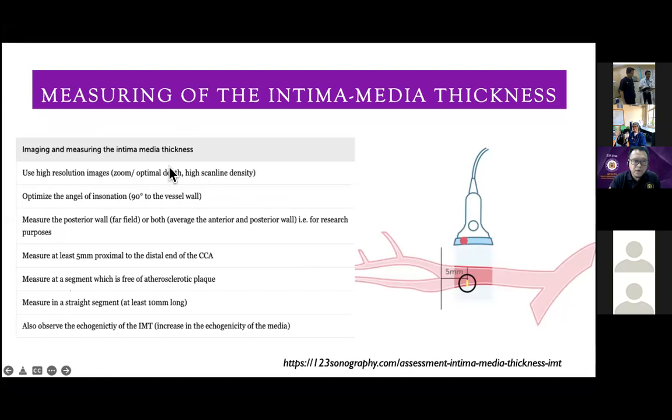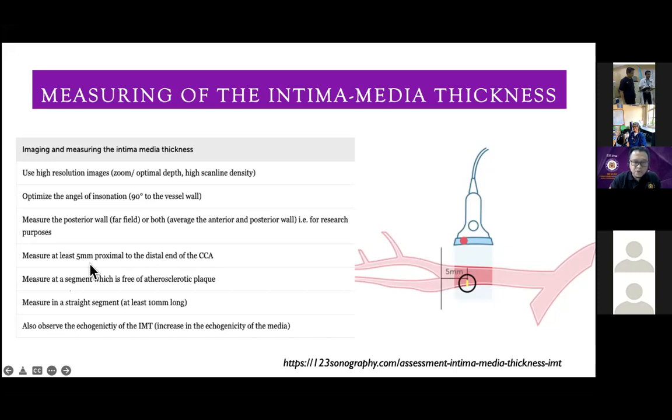To image and measure the IMT, we need to use a high resolution image. Of course, for this linear measurement, we use an angle of 90 degrees, perpendicular to the vessel. Most of the time we use the far field. Here is the near field, or near wall, and this is the far wall. So we measure at the far wall, the posterior wall, which is enough for this discussion. But for research purposes, sometimes they measure both the anterior and posterior, the near wall and far wall.